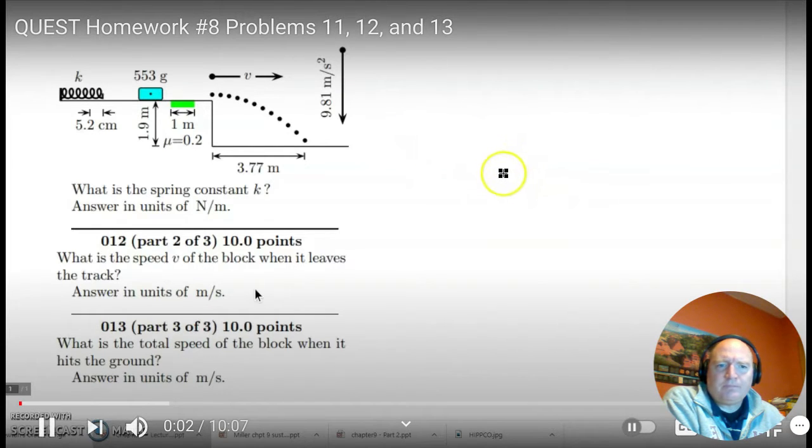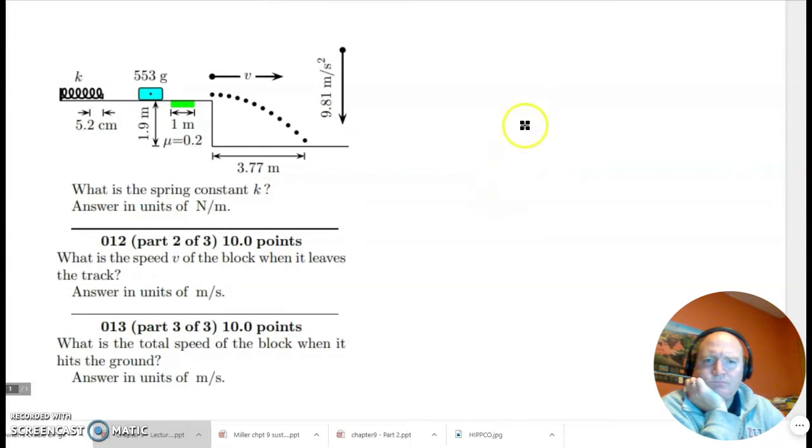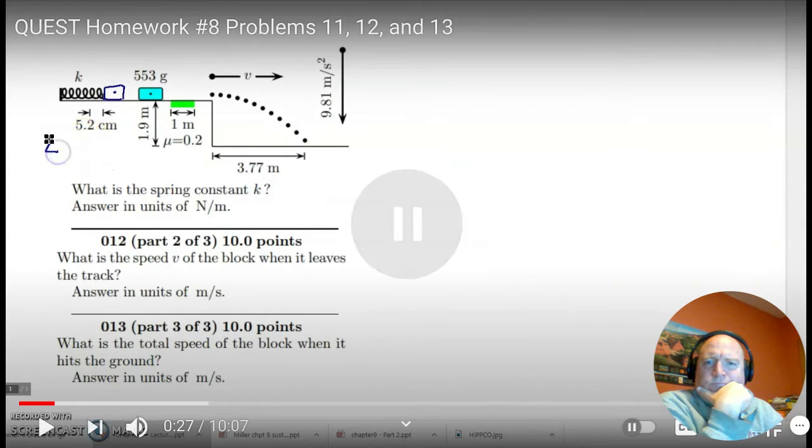Hi, ladies and gentlemen, this is Miss Quackenbush, and I am going to take you through homework 8, problems 11, 12, and 13. In this problem, we actually start out with this little block compressing this spring by an amount, in my case, equal to 5.2 centimeters. I'm not actually going to use any numbers in my solution, but I'm going to go ahead and call that.